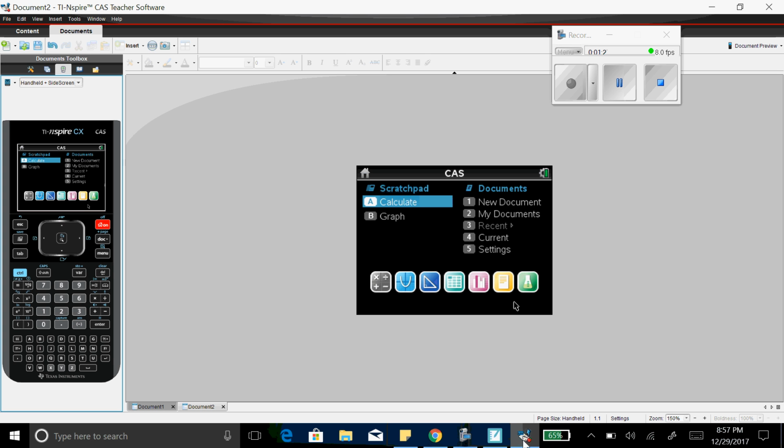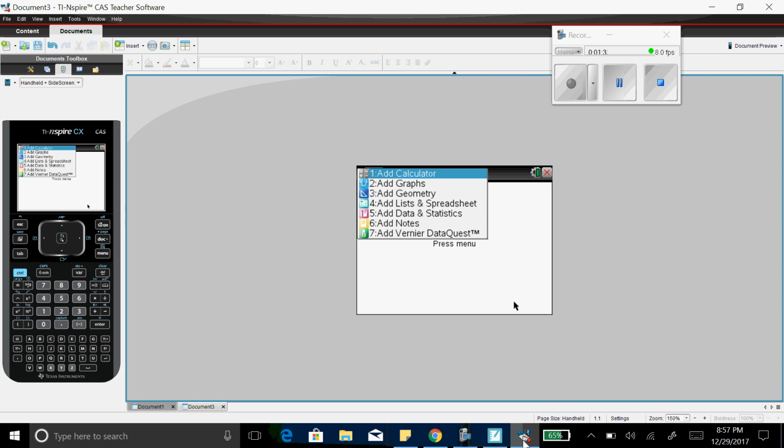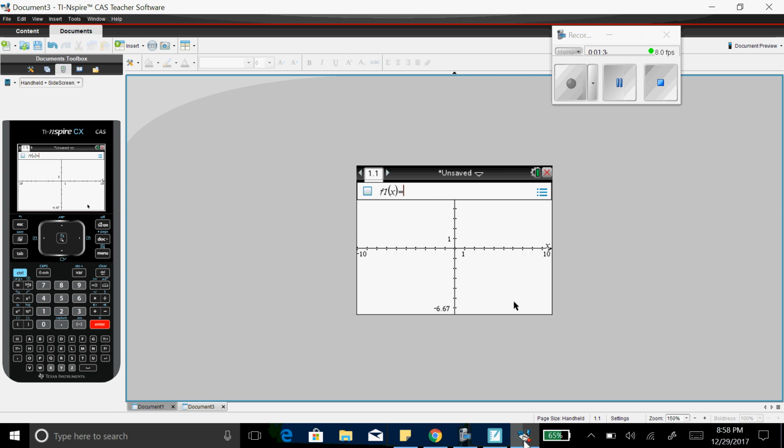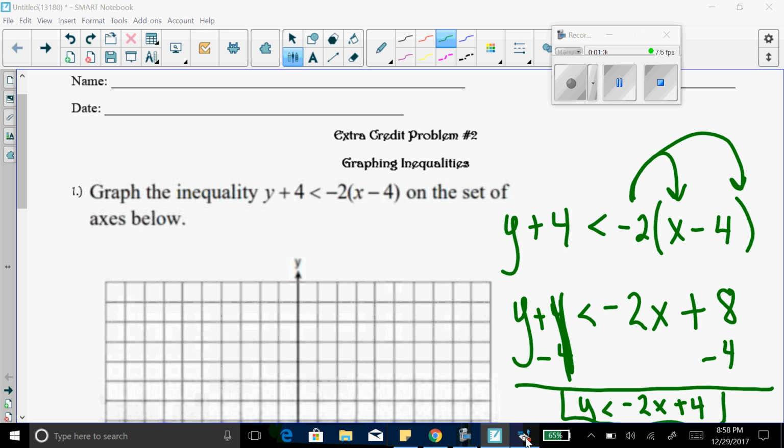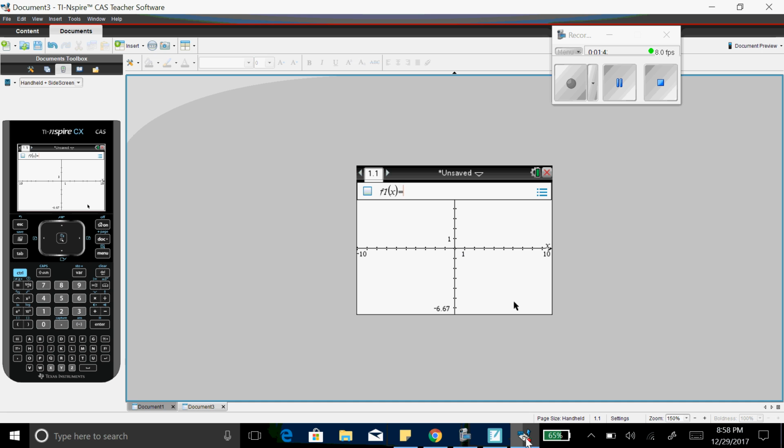So much like graphing a line, graphing an inequality is similar in that when you're at your calculator, you go to a new document, add a graph. Now remember, we can't graph this as an inequality because your graph won't give you a table. So we have to graph it like a line. So if I were to graph this as a line, I would have negative 2x plus 4. Enter. And that gives me my line. What I really need this for is I need to get my points from a table to graph.